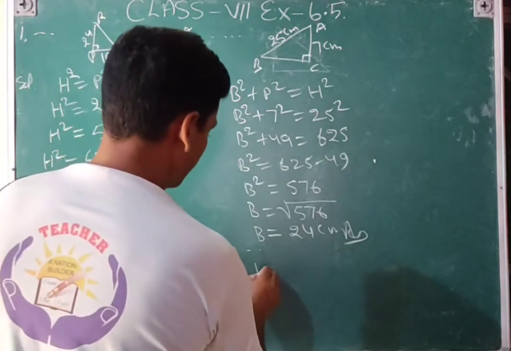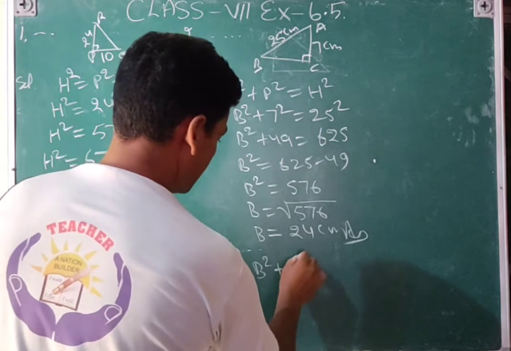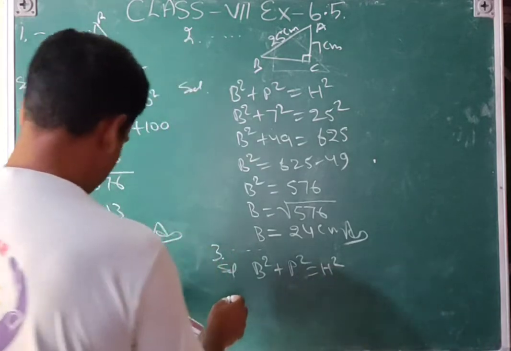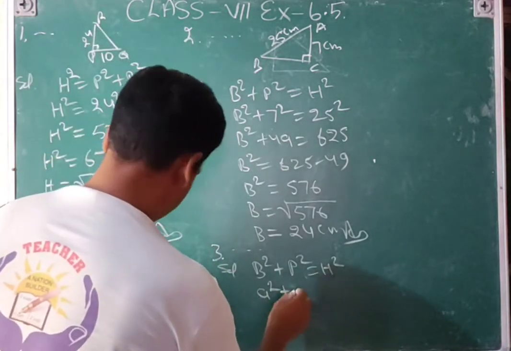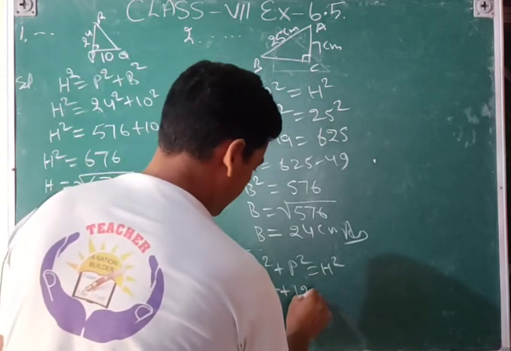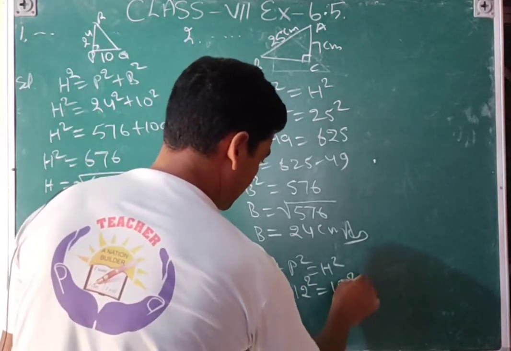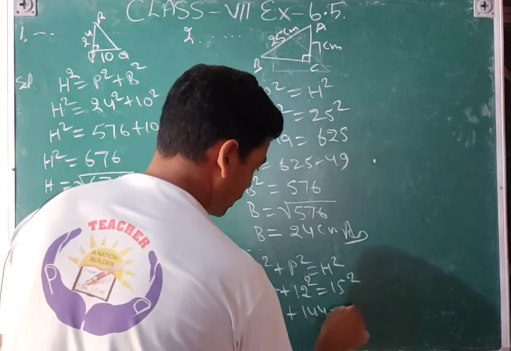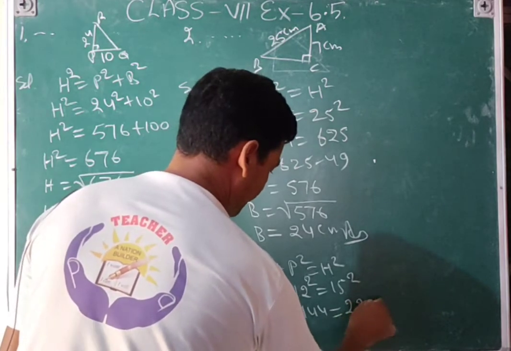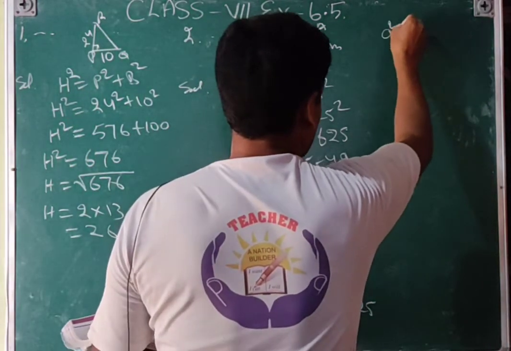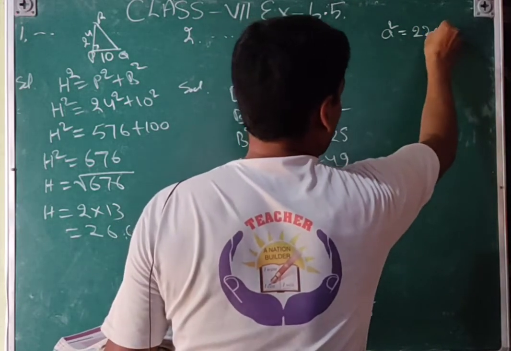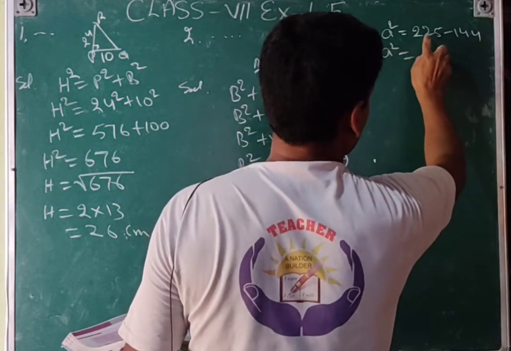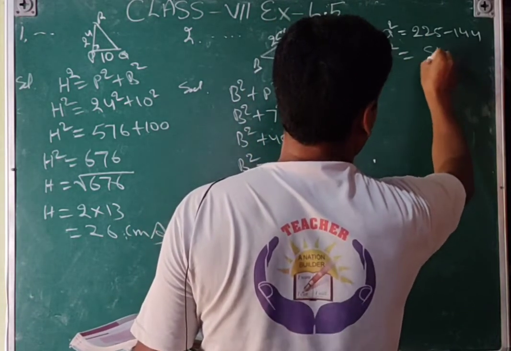Solution. B square plus P square is equal to H square. So base is given as A, plus perpendicular is given as 12, is equal to hypotenuse 15. So A square plus 12 times 12, which is 144, is equal to 15 times 15, which is 225. So A square is equal to 225 minus 144. So A square is equal to 81.